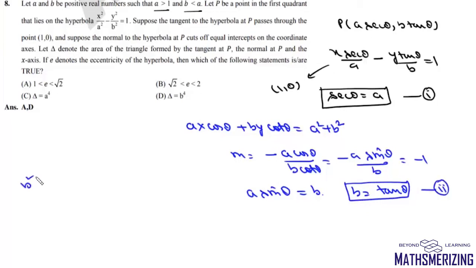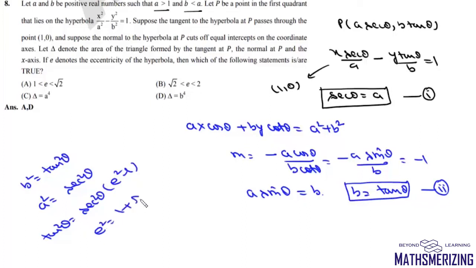Now we'll square it. We get b squared as tan squared theta, and a squared is secant squared theta, and we know that b squared is a squared into e squared minus 1. So we'll get e squared as 1 plus sin squared theta. The minimum value of sin squared theta is 0 and the maximum value is 1. So e squared will always be greater than 1 and less than 2. That is, the value of e will always lie between 1 and root 2, and that's option A.